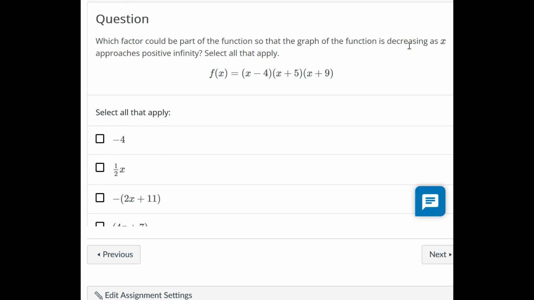Okay, again, let's draw a picture. So just a quick sketch of a graph. Now, as x goes to positive infinity, means this way. Okay, and it says our function is decreasing, so it's going down. That's the end behavior we're looking at. Notice as x goes to the left, they didn't ask us a thing.